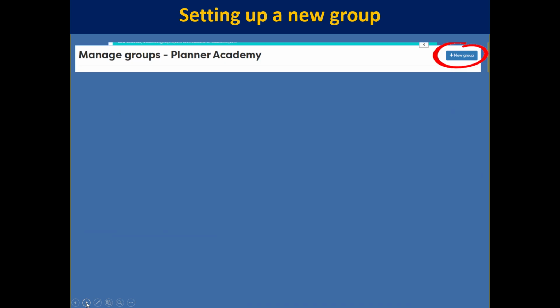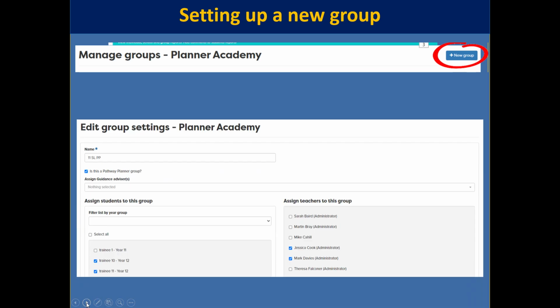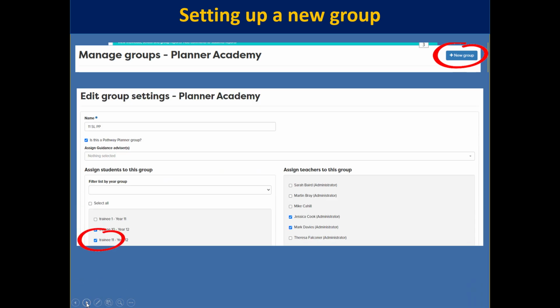If you need to set up a new group, just a reminder about that. So again, you go to groups, manage groups, and then you can set up a new group, and this will pop up. You can name that group. If you're a pathway planner school using the pathway planner with that group, you can switch that on for them. If you are a pathway planner group, you can also assign a careers advisor. You don't have to do that if you're not a pathway planner school. Then you can filter the year group you want to add to that particular group you've set up and click on the students you want to choose to put in that tutor group perhaps.